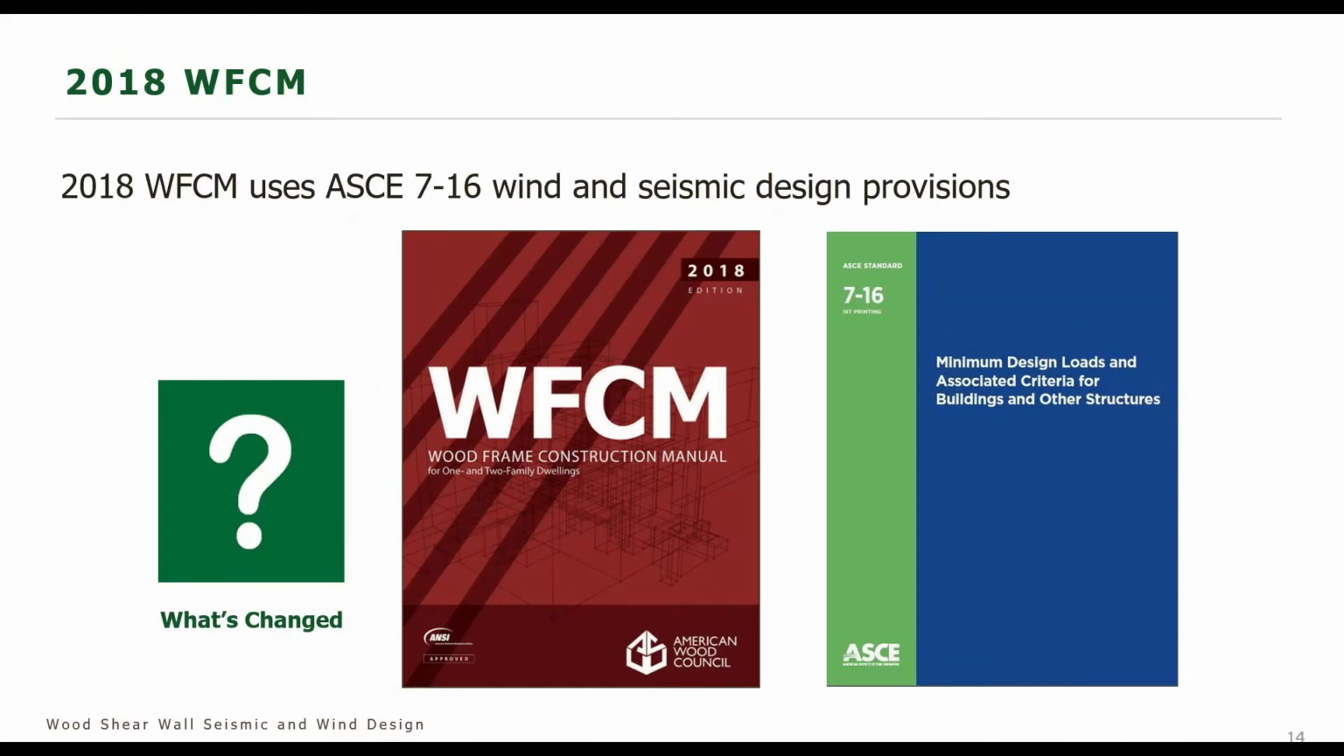In terms of the load references, the 2018 WFCM references ASCE 7-16, which is for wind and seismic design provisions. So that's an updated reference from the previous edition of the Wood Frame Construction Manual.